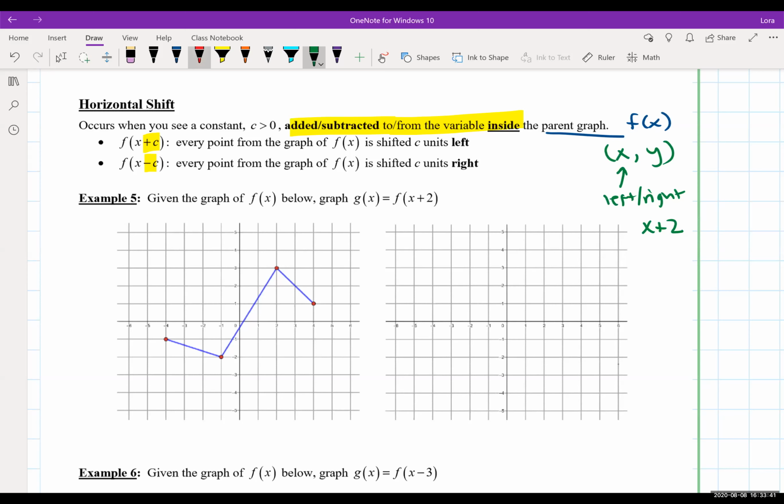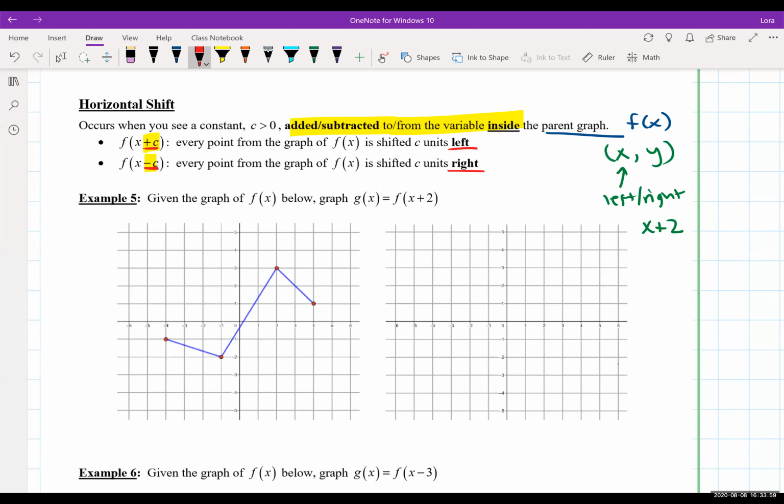So if you look at this a little bit more clearly, we see a plus C happening at this top one, but it's saying it's moving left. And that's a little counterintuitive to what we think. And similarly, we have a minus C, but now it's saying right. Well, it's a little opposite.